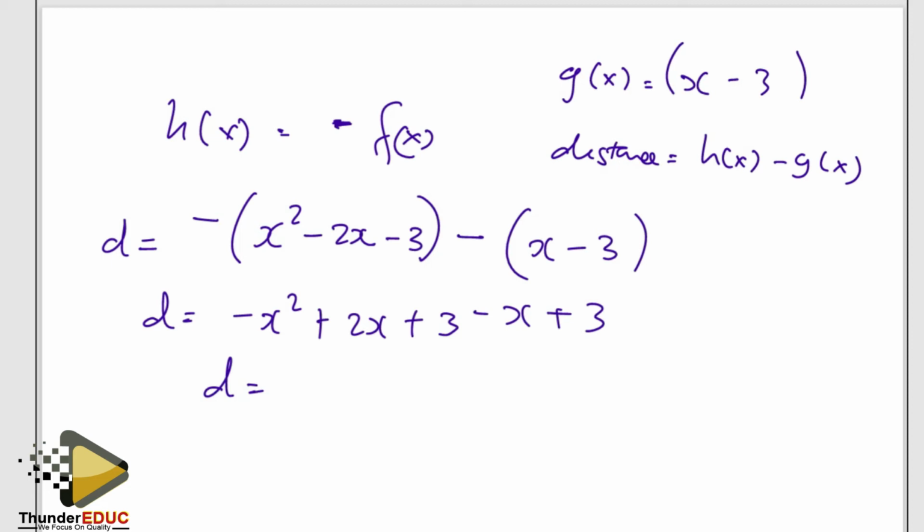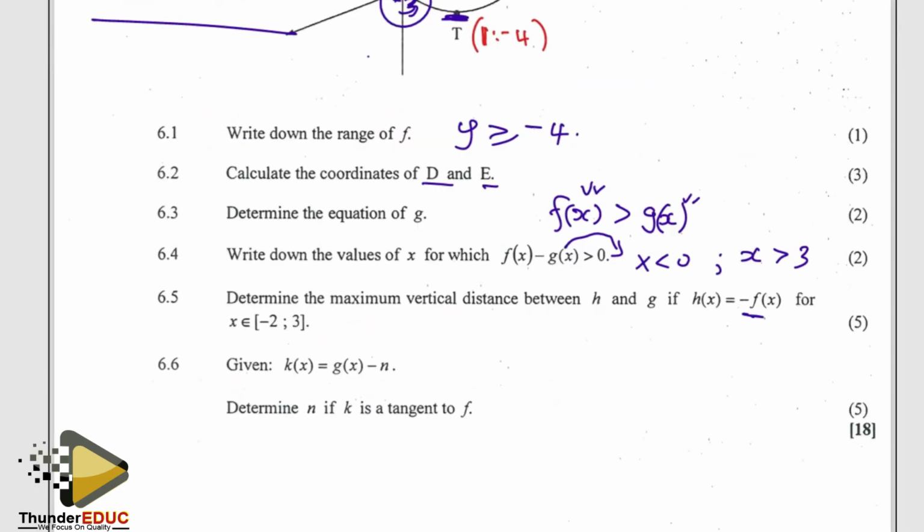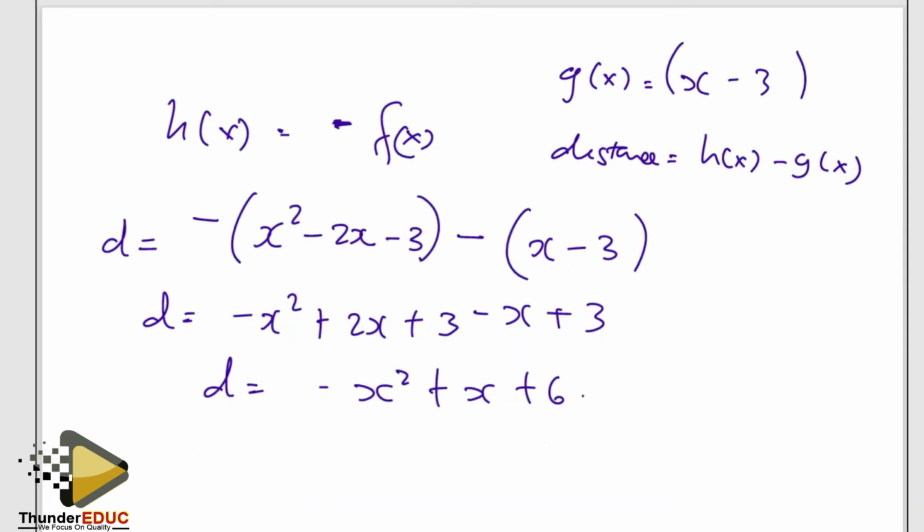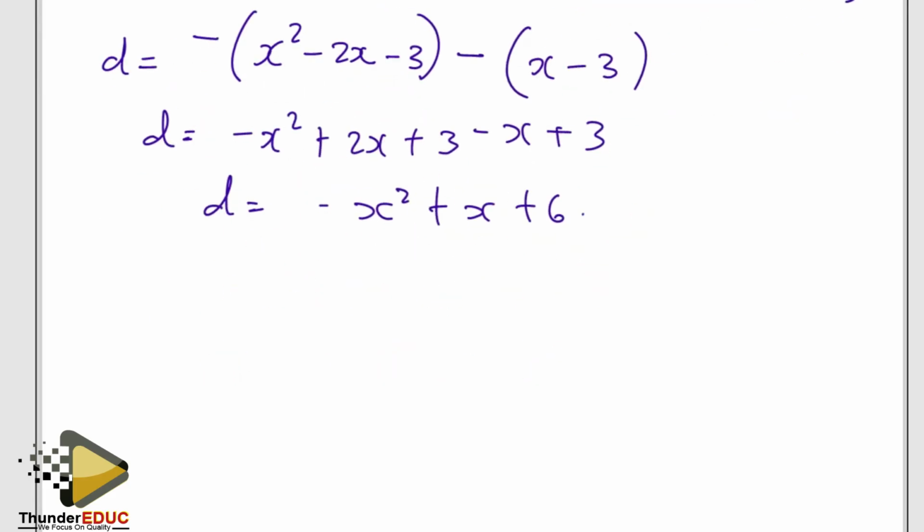Okay, distance at any point, negative x squared plus x plus 6. Now what is the question asking for? They want the maximum. If ever they ask for maximum, it's a two-way. We can use calculus, the application of calculus, where we find the first derivative and then solve for x. Or we can use the turning point approach.